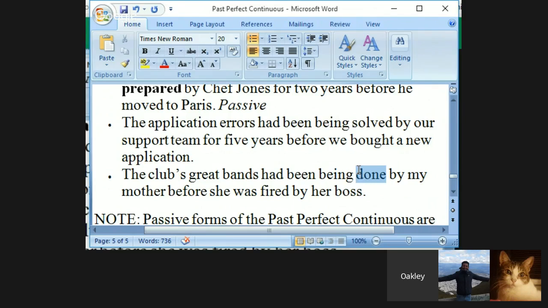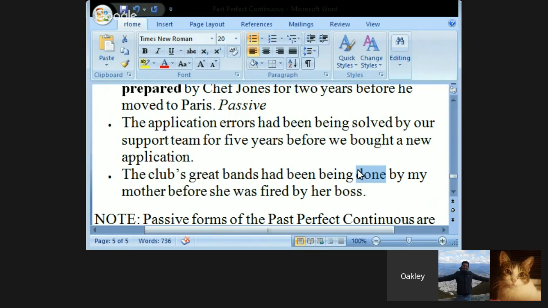This is totally not clear. So I think we got the verb tenses down here. I don't have an issue with that at all. But it's not clear. Done. What do you mean they're done? The band is done? Okay, no. You've got the verb tense. That's totally correct. Had been being, and then done, the past participle. But what do you mean? What did she do with these bands? Did she book them?